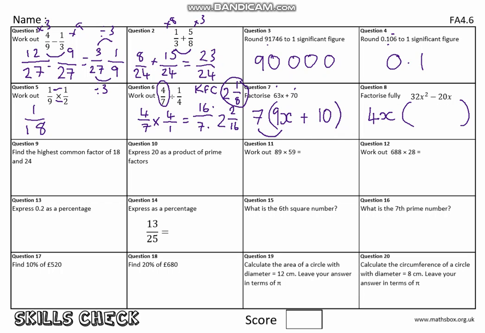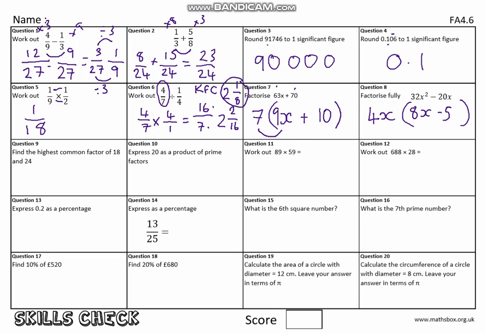So then we have to ask ourselves, how do we get from 4x to 32x? So we would have to times our 4 by 8. And to get from x to x squared, we'd have to have another x, wouldn't we? Because x times x would be x squared. So 4x times 8x would equal 32x squared. Then we have to figure out how we get from 4x to minus 20x. So we'd have to minus 5, because 5 times 4 is 20.